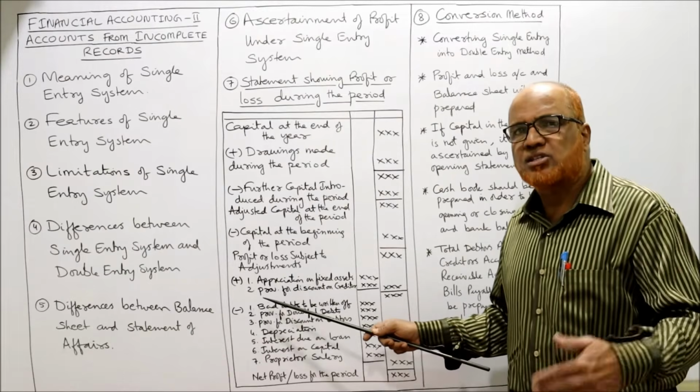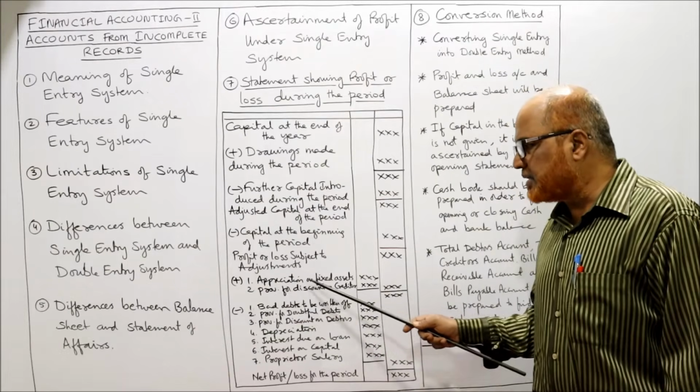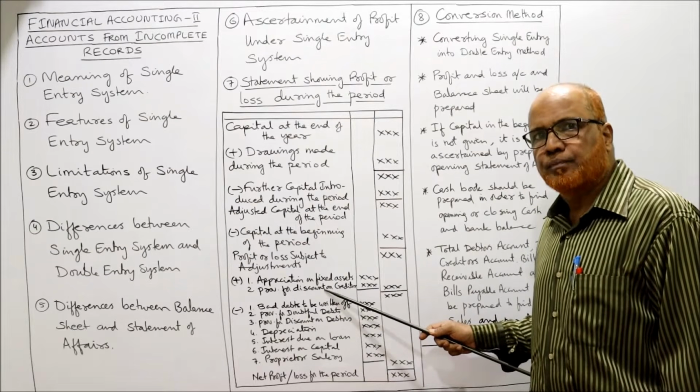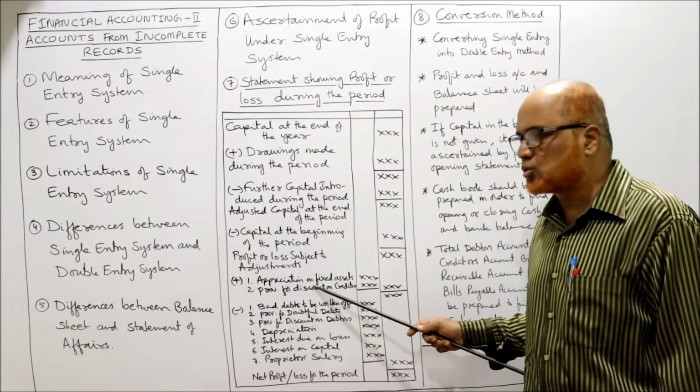Now what are the adjustments? Some adjustment may be there. Add appreciation in fixed assets or provision for discount on creditors. अगर ये है तो these two are the expected items to be added.